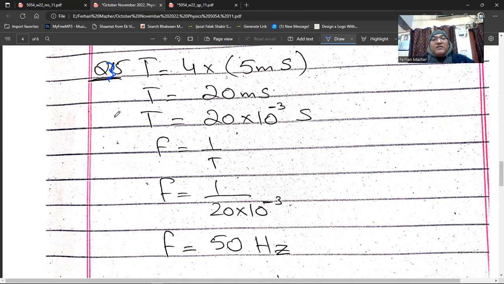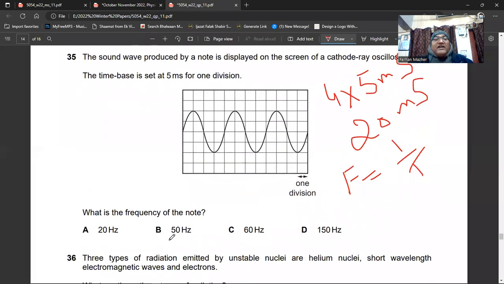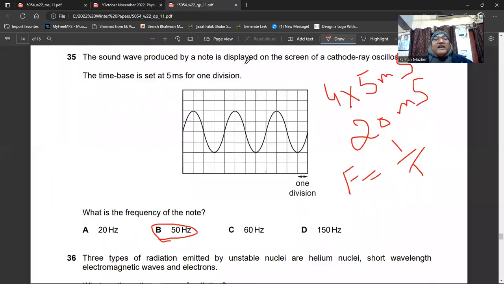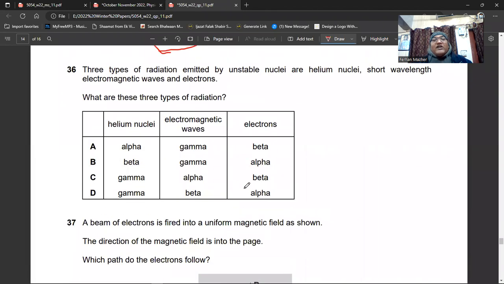So the time period of one wave will be 20 milliseconds, which is 20 times 10 to the power minus 3 seconds. The frequency is 1 by T, but the time must be in seconds. So it will be 1 by 20 times 10 to the power minus 3, and that will be 50 hertz. Question number 35, B is the right choice. I hope that you understand this question. So we are going to the next question.